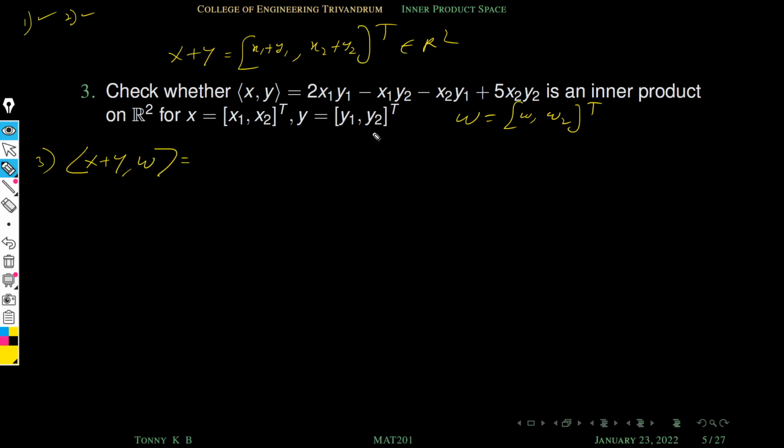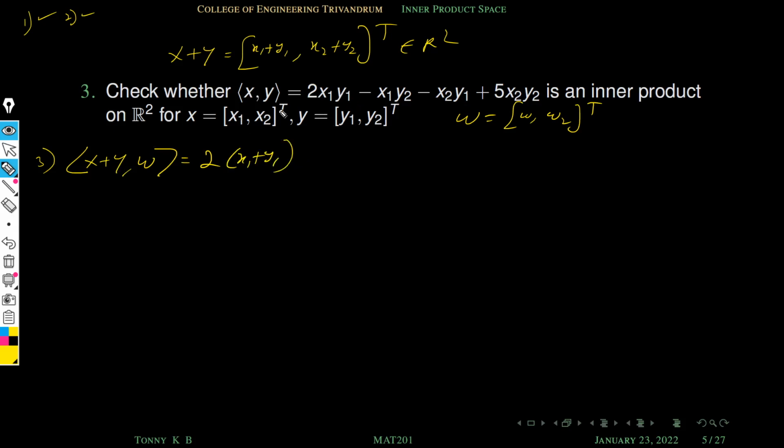Okay, so we consider w equal to (w1, w2) transpose. This also belongs to R2. And we know x plus y is a vector addition between x and y. By definition, x plus y is equal to (x1 plus y1, x2 plus y2) transpose. By definition of this function, what about 2 times x1? What is x1? x1 is the first coordinate of x. So here, instead of x, x plus y. So what is the first coordinate? x1 plus y1, right? x1 plus y1 into y1.